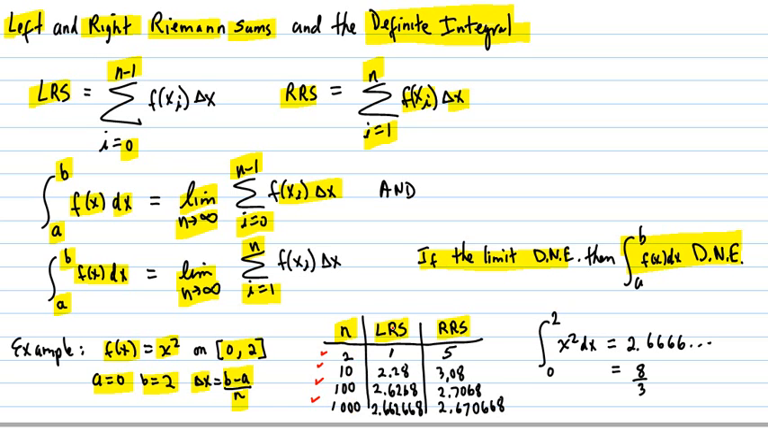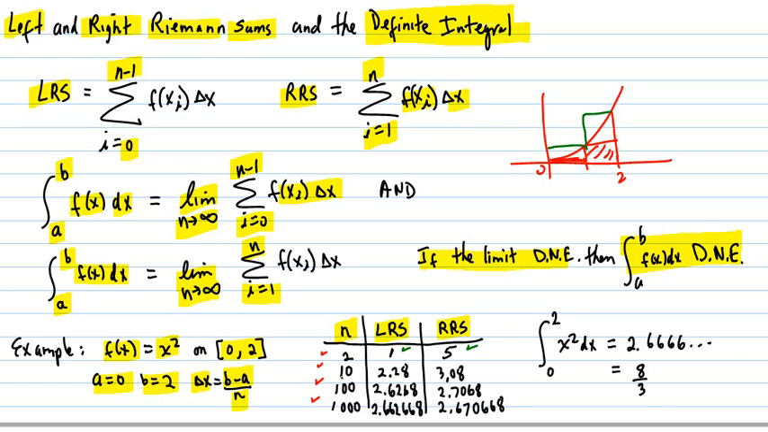As you see, when you only have two subdivisions, you just have this curve, and here's your 0, and here's your 2. That's just doing this. For the left sums, you have this and this. And for the right, of course, you have this one and this one. And these are the two areas that you get, 1 and 5.